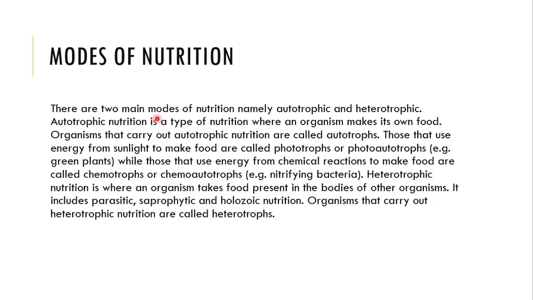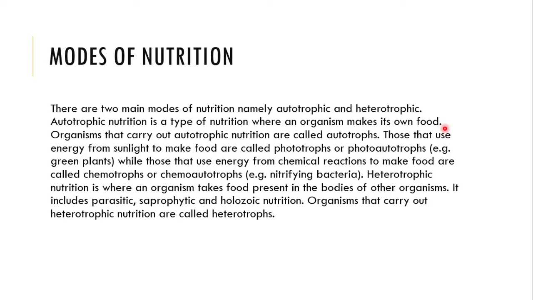So there are two main modes of nutrition, namely autotrophic and heterotrophic. Now let's look at each one of them individually. So what is autotrophic nutrition? This is a type of nutrition where an organism makes its own food. That's a process by which it obtains food by making it on its own. So autotrophic nutrition is simply a type of nutrition where an organism will make its own food.